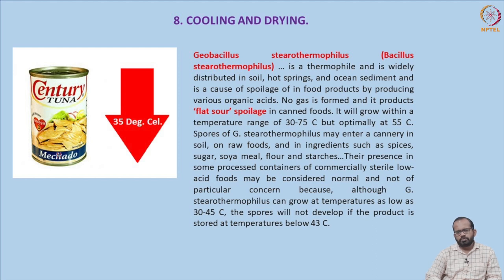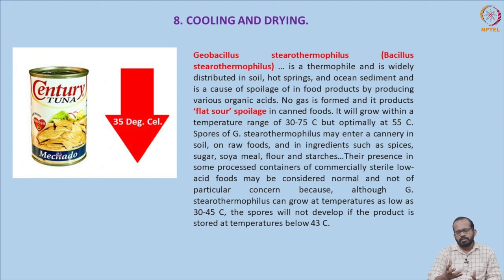Spores of Geobacillus stearothermophilus may enter a cannery in soil, on raw foods, and in ingredients such as spices. Their presence in some processed containers of commercially sterile low acid foods may be considered normal and not of particular concern, because although Geobacillus stearothermophilus can grow at higher temperatures, the spores will not develop if the product is stored at a temperature below 43 degrees Celsius. So because of the presence of Geobacillus stearothermophilus, this cooling procedure is very important. It should be brought rapidly towards 35 degrees Celsius to prevent the Geobacillus stearothermophilus from growing.